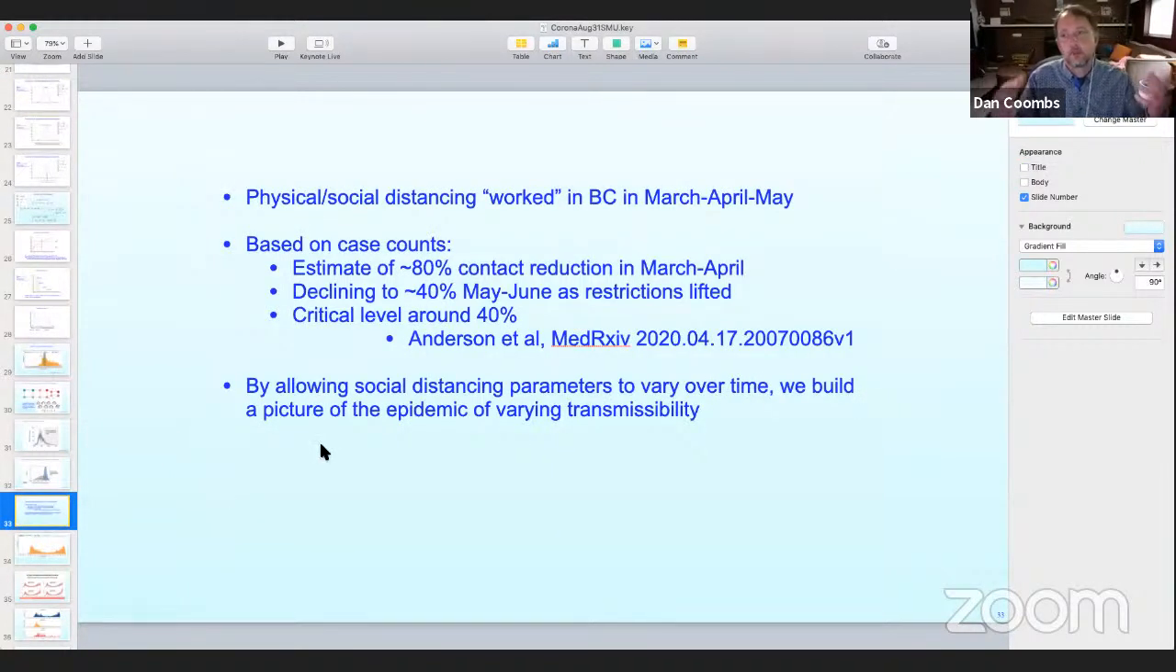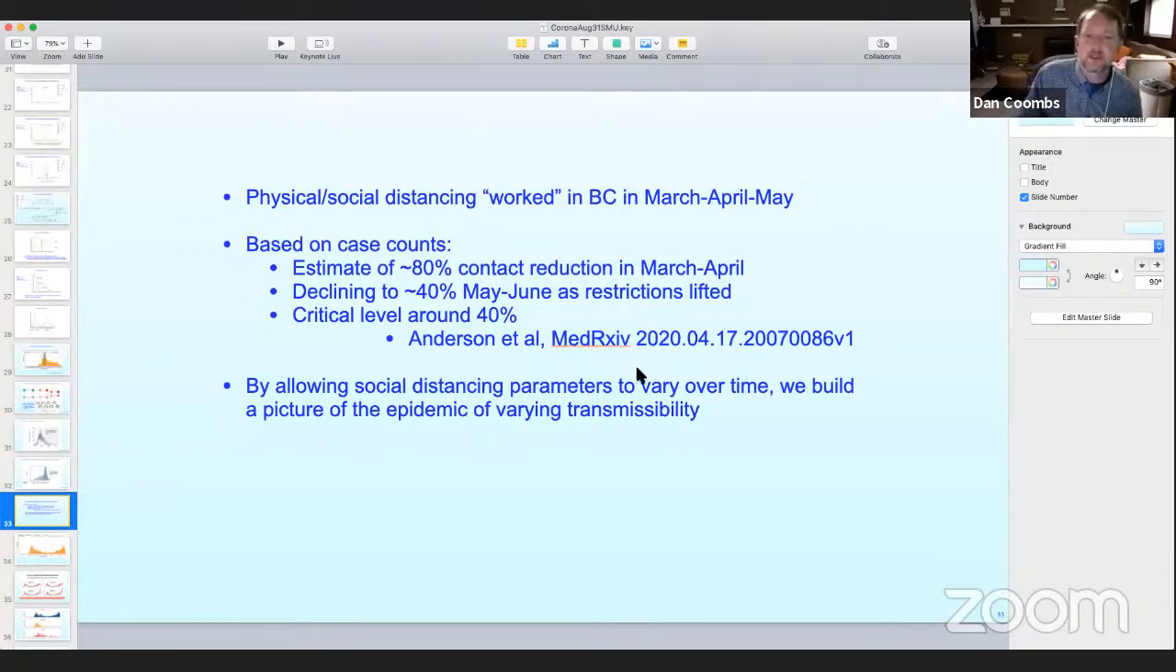So you can see from the model that the physical and social distancing kind of worked in March, April, and May, and this is all based on case counts, and I'll come back to this a little bit in a minute. But we could estimate from case counts around 80% contact reduction in March and April, and that basically declined as time went on. The government started to lift a lot of the restrictions and people started to return to something closer to everyday life. And so we estimated that the contact reduction was more like 40% by the end of June, and I'll show in the next slide that it's gotten worse.